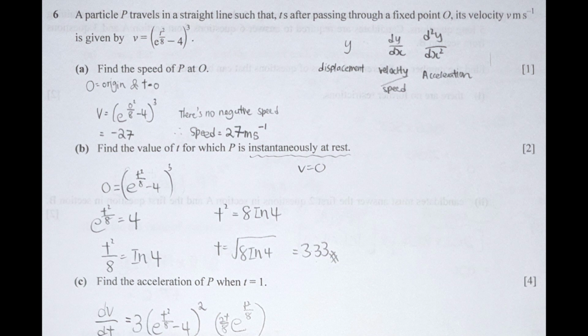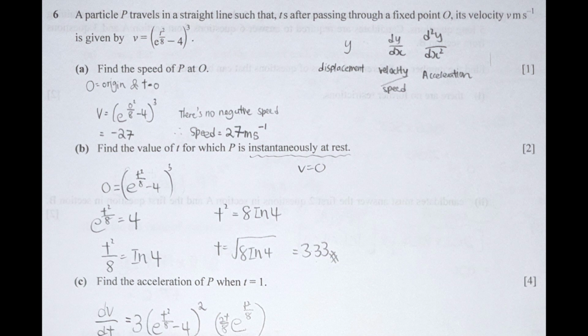Section B. Find the value of t when P is instantaneously at rest. So what does instantaneously at rest mean? It is v equals 0. So when it is 0, the power of 3 automatically cancels off. Rearrange them. I get rid of the e by putting in ln 4. Multiply 8 to the other side and square root 8 ln 4. Your result should be 3.33.